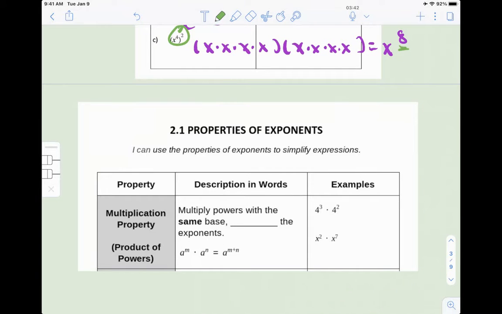So the first property that we looked at is called the multiplication property. And to multiply exponents with the same base, you add the exponents. And this is the algebraic expression or equation for it. So if we have 4 cubed times 4 squared, bases are the same, so we just add the exponents, or 4 to the 6th power. X squared times x to the 7th power, we add the exponents, which is x to the 9th power.